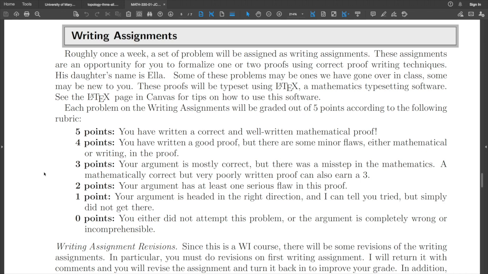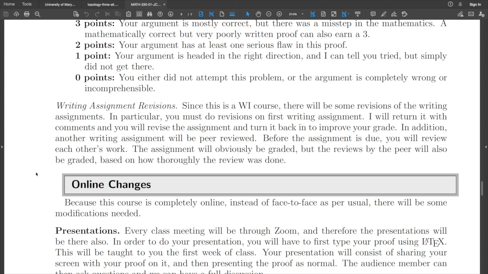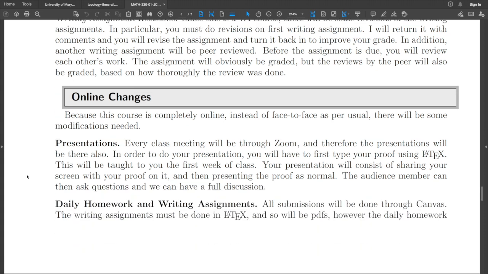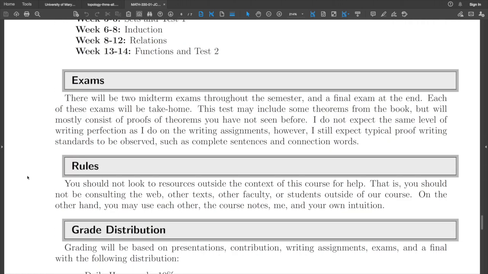Each of these writing assignments, there'll be about one a week or so, of 2 or 3 proofs per writing assignment, okay? This is a WI course because this is mathematical writing. And so we'll be doing some drafts for some of these writing assignments. You'll be doing some peer reviewing for some of the others, okay? Finally, we'll have some exams. We'll have 2 take-home exams in the middle of the semester and 1 take-home exam for the final, okay? And these will be mostly proofs of theorems that you have not seen before, okay?